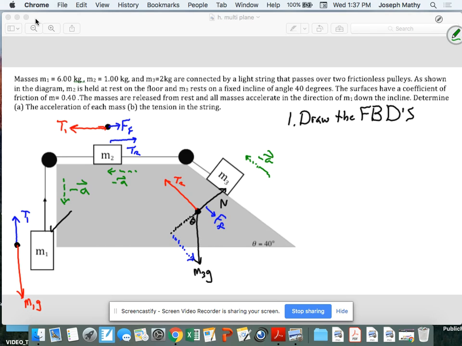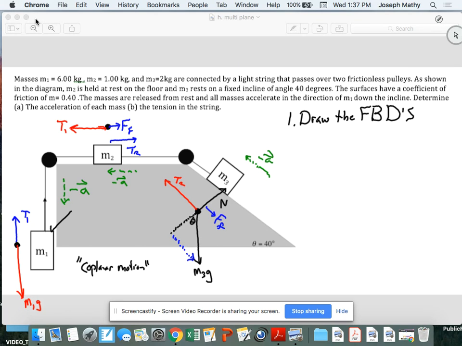How can you say that they are all negative? Because these are coplanar motion problems. Here, I'll write that down a little better. These are coplanar motion problems.